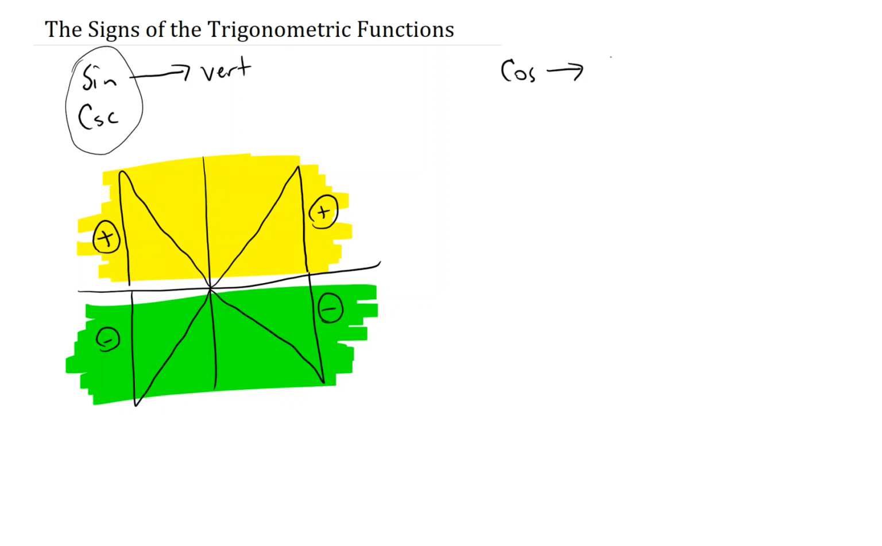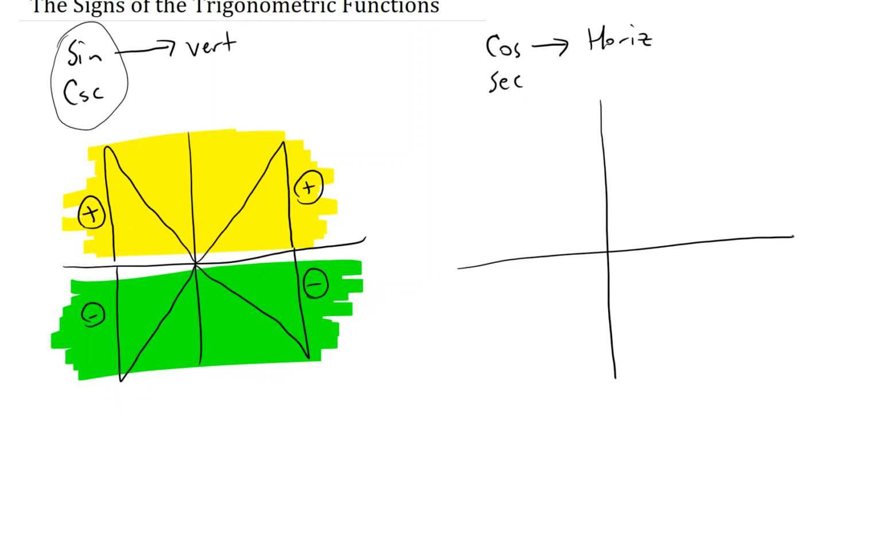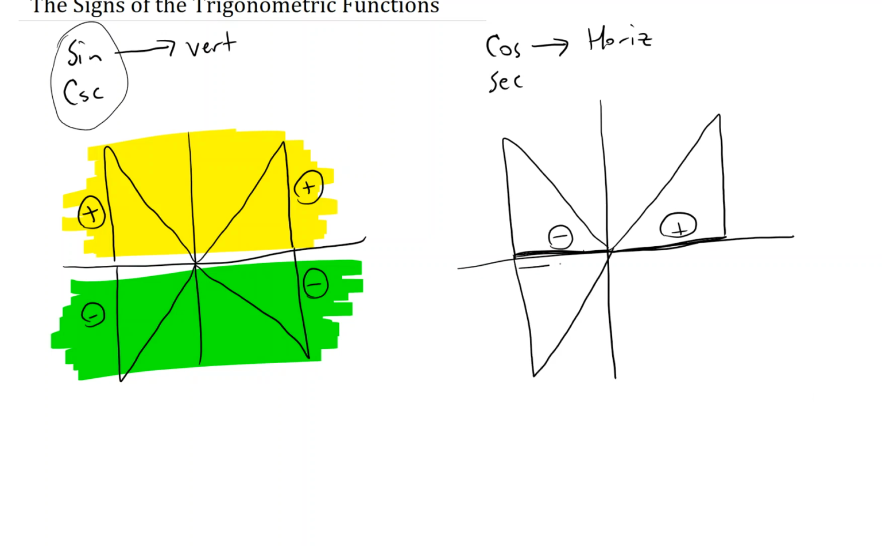Cosine relates to the horizontal side of your reference triangle. So secant will have the same signs as cosine. So if we look at this, in the first quadrant, the horizontal side is positive. In the second quadrant, the horizontal side is negative. In the third quadrant, the horizontal side is negative. And in the fourth quadrant, the horizontal side is positive.